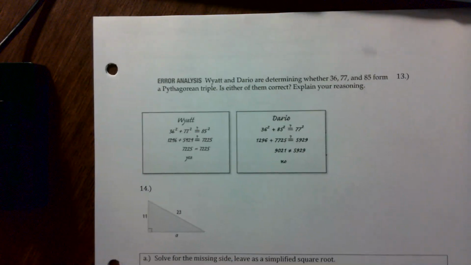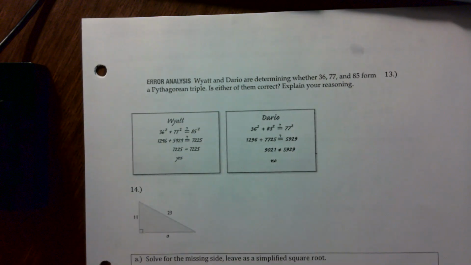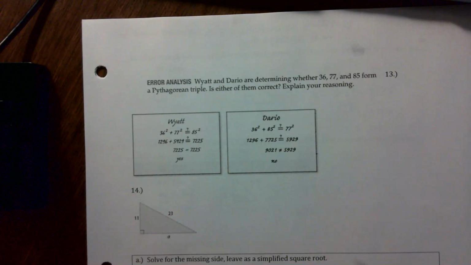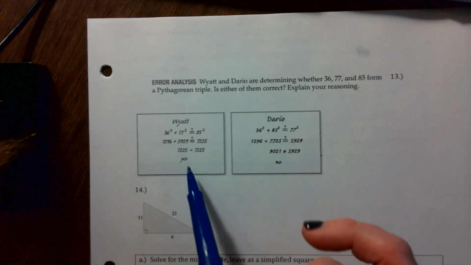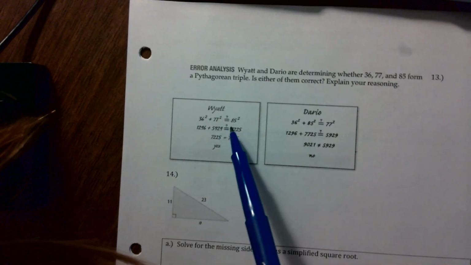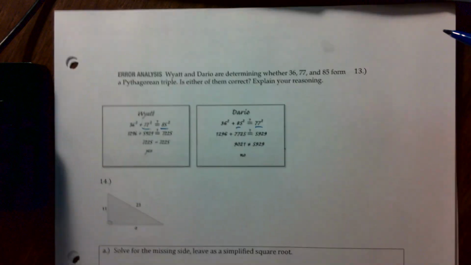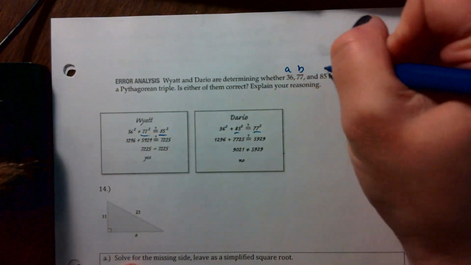Okay. Last page. It says Wyatt and Dario are determining whether 36, 77, and 85 form a Pythagorean triple. Is either of them correct? Explain your reasoning. So Wyatt and Dario, the only difference they have is where the 85 and the 77 are. Or don't look at theirs and just say, okay, A, B, C.